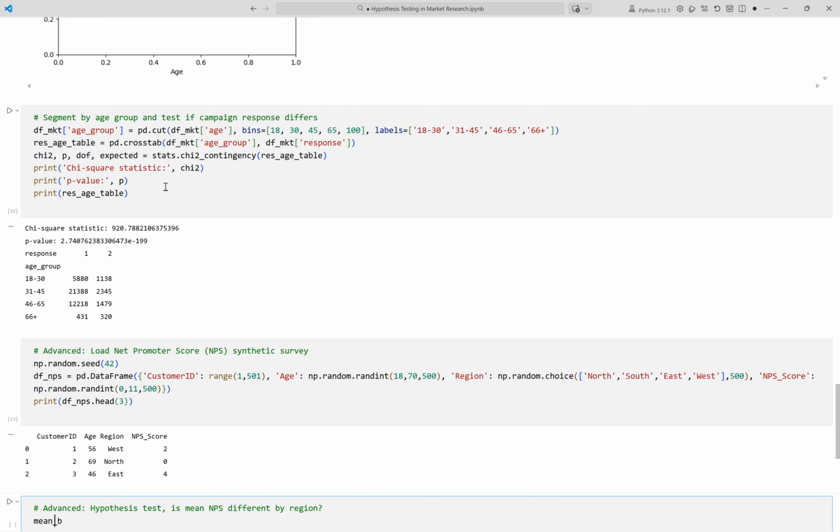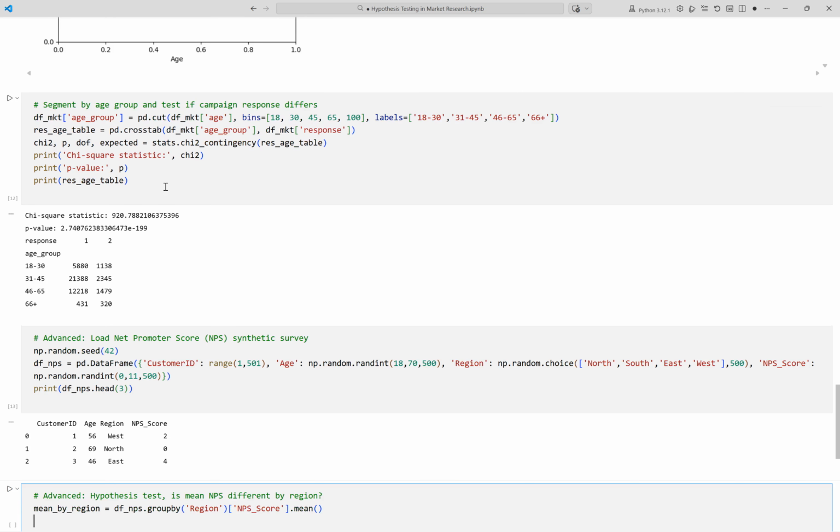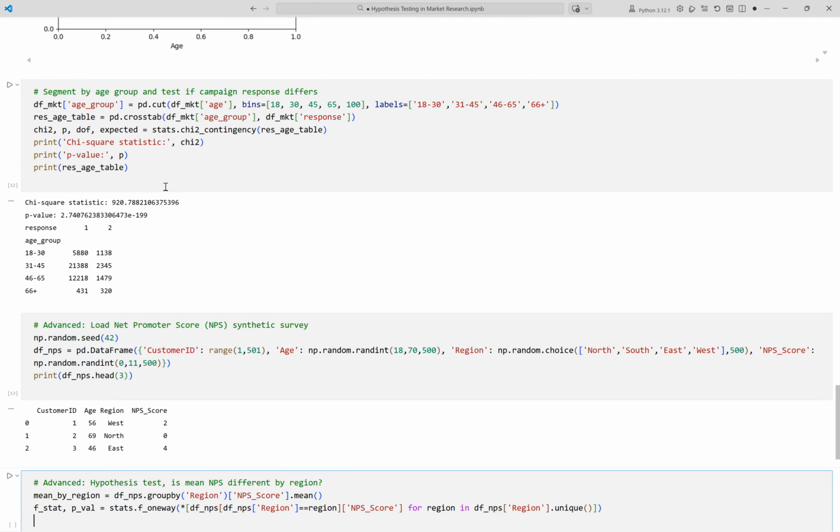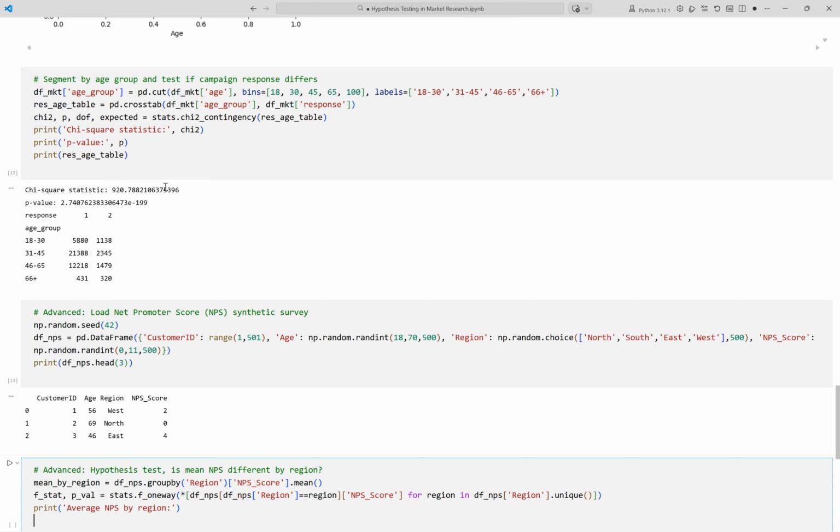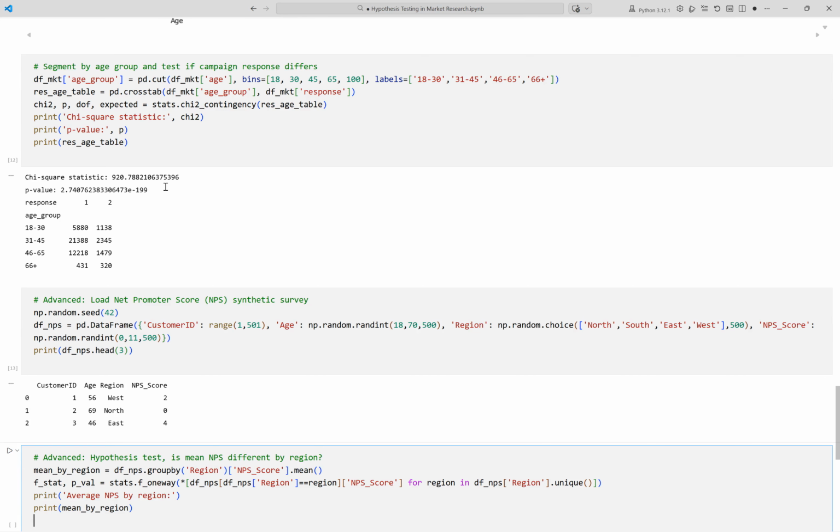We compute the average NPS for each region. We apply a one-way ANOVA to test if the scores differ beyond random chance. We print the NPS regional averages for context. We print the ANOVA F statistic. We print the p-value for business decision significance.